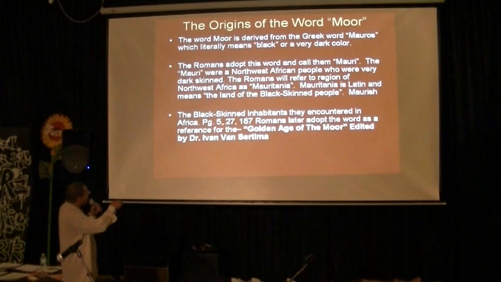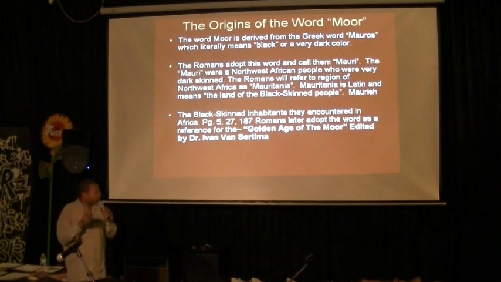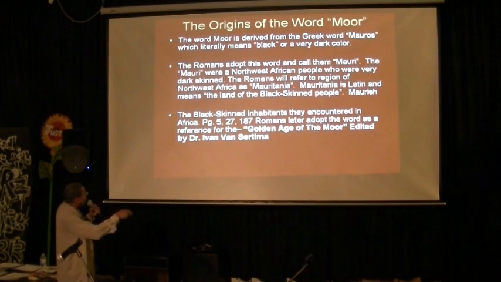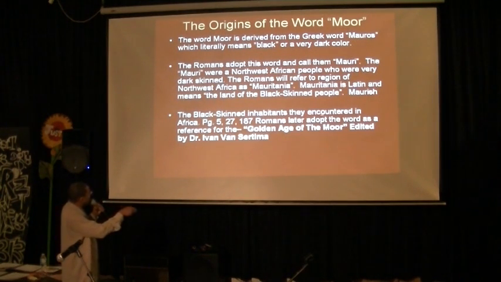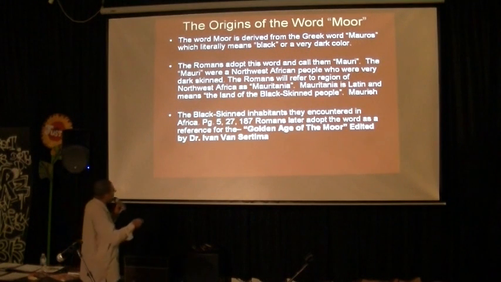If you look at pages 5, 27, and 187 in Golden Age of the Moor, edited by Dr. Sertima, you'll see this information. The Romans later adopted the word as a reference for the black-skinned people that inhabited the areas they were encountering. So check that out.